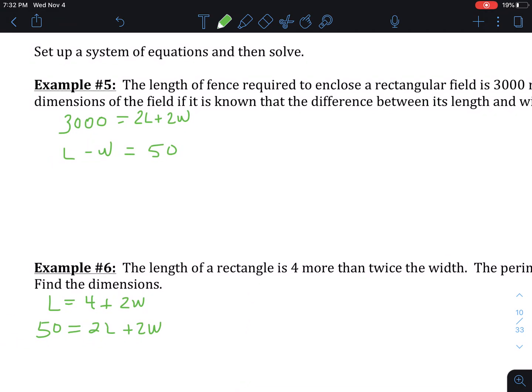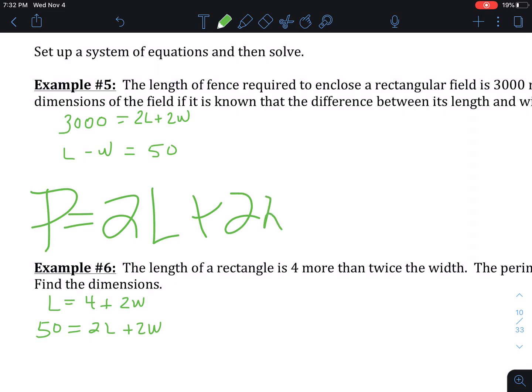Now, what I did for the first problem: anytime you have a perimeter problem, remember the perimeter formula that you learned in middle school. It's perimeter equals 2 times the length plus 2 times the width. So that's what that first equation is. The 3,000 goes in for the P, and what you're going to have is always the 2L plus 2W. They are always going to tell you what that perimeter is. In this case, it's a fence. A fence is always a perimeter.